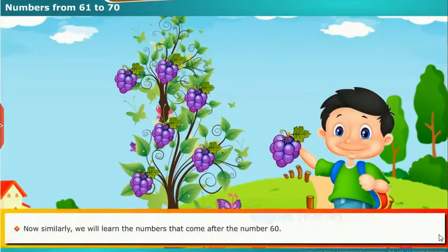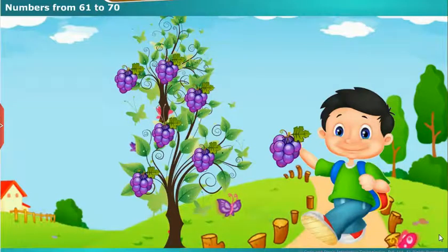Now, similarly, we will learn the numbers that come after the number 60. Karthik found a grape plant on the way to home from school. He ran to the plant and counted the bunches. Each bunch has total is equal to 10 grapes. He ate 6 bunches of grapes quickly. That is, total is equal to 60 grapes.